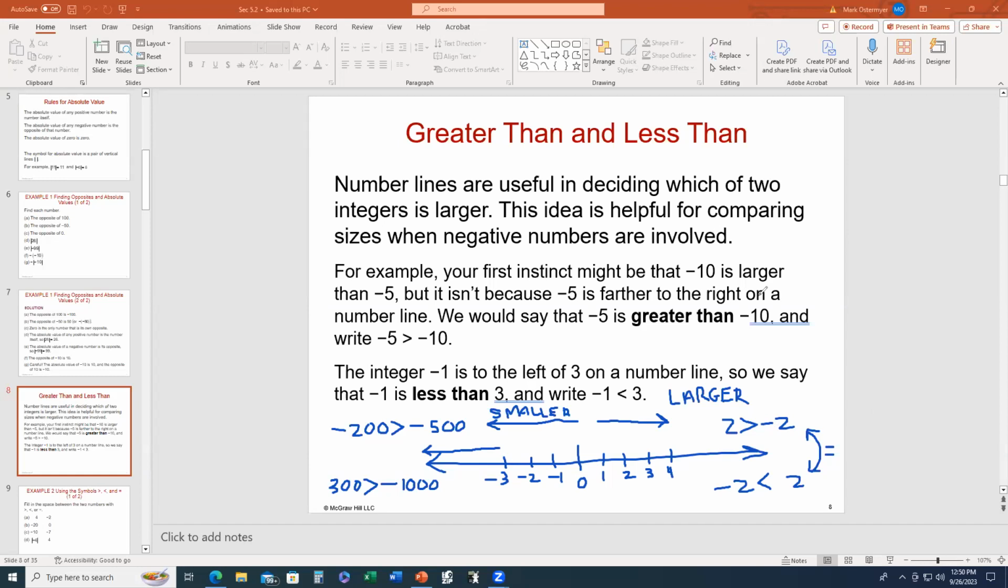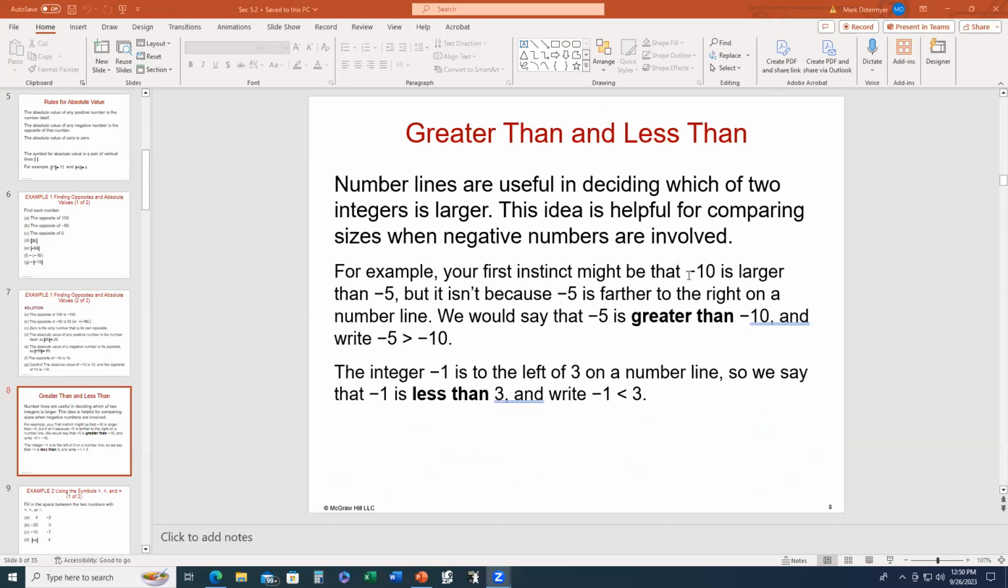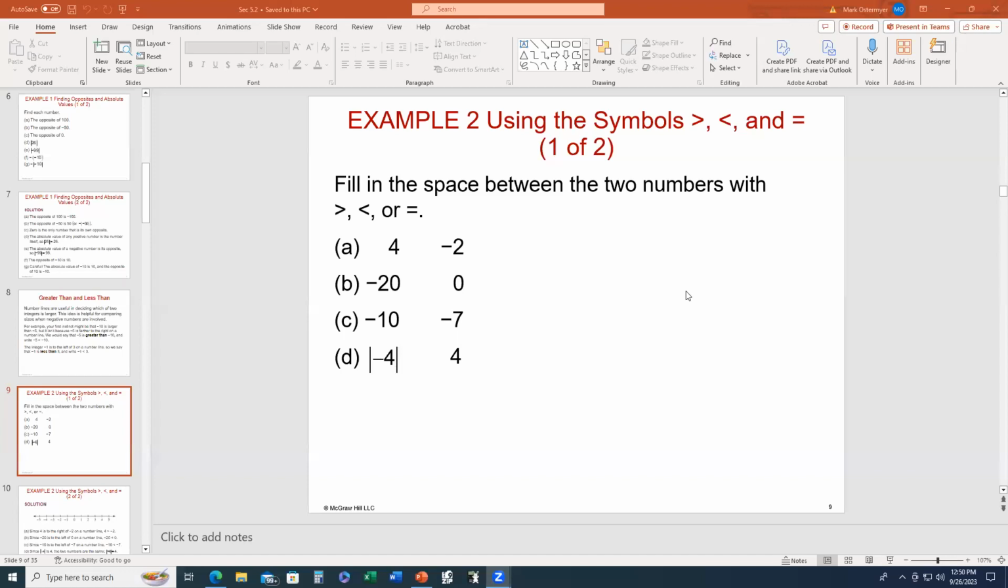And this holds true for fractions and decimals too, not just integers. It's always true. The further you go to the left on the number line, the smaller your numbers get. The further you go to the right, the larger they get. All right, so here's some symbols. We're going to call this classwork number 2. I want you to put the appropriate inequality or the equal symbol, whatever the case may be, in between these two numbers so that we'll have a true statement. Go ahead and do that.